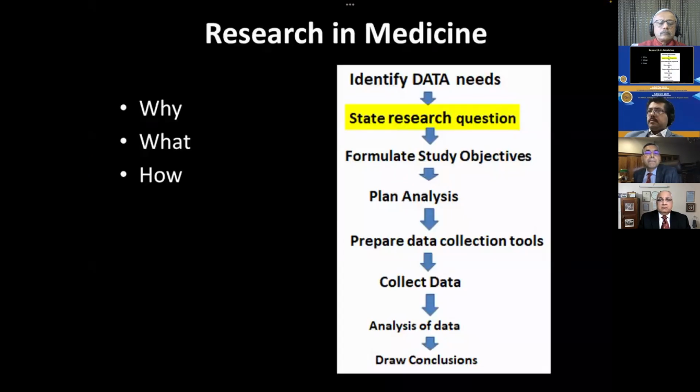Now, as Dr. Lakshman has already told you, the reasons why you should think about doing research are altruistic motives and definitely some other ones as well.